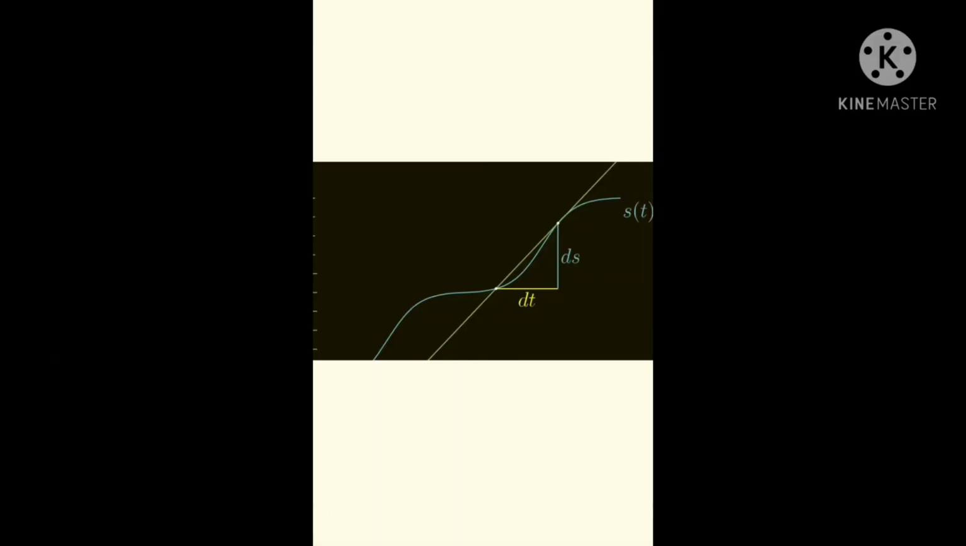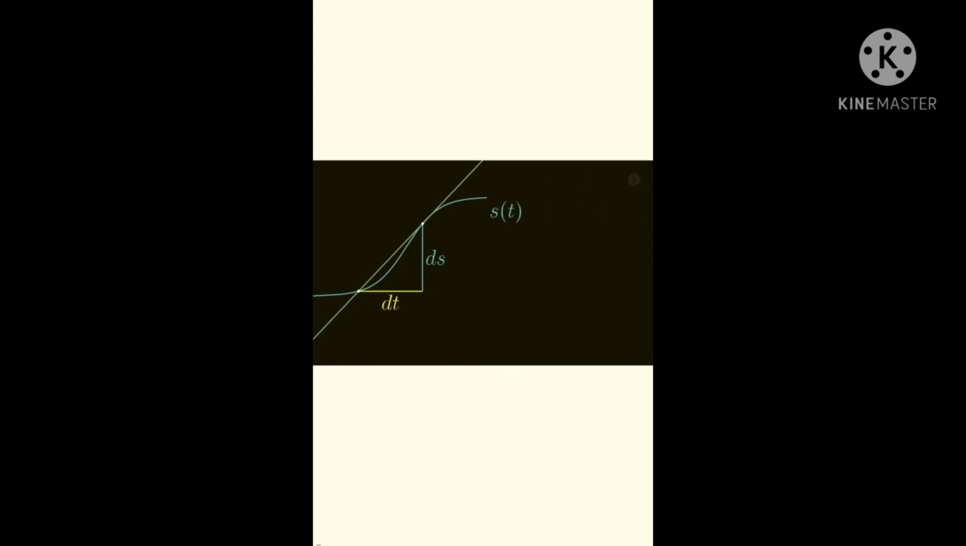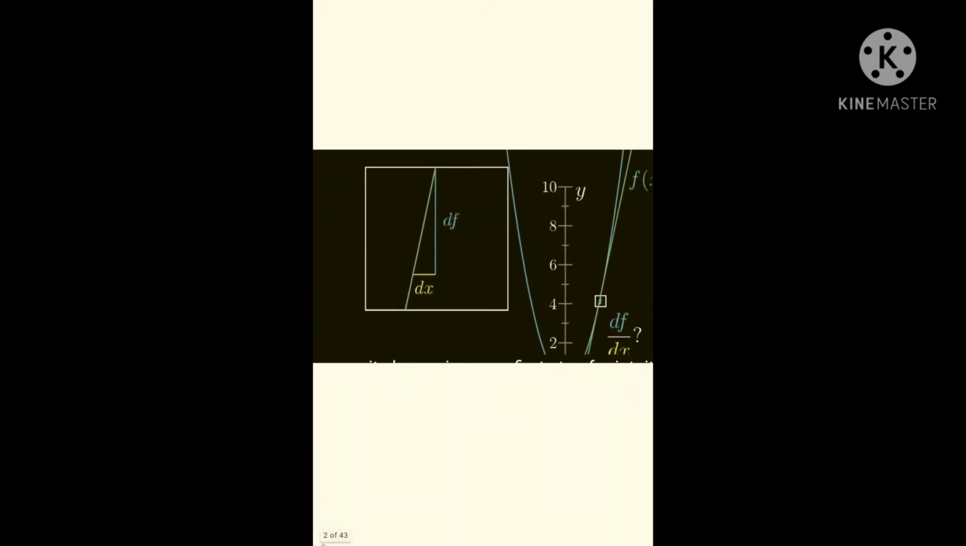See students, there is one chord which connects the curve at two different points, and there is ds and dt, which is the rate of change of displacement with respect to time here. So you can see this graph like this. Let us see one more graph. This is regarding how it works.